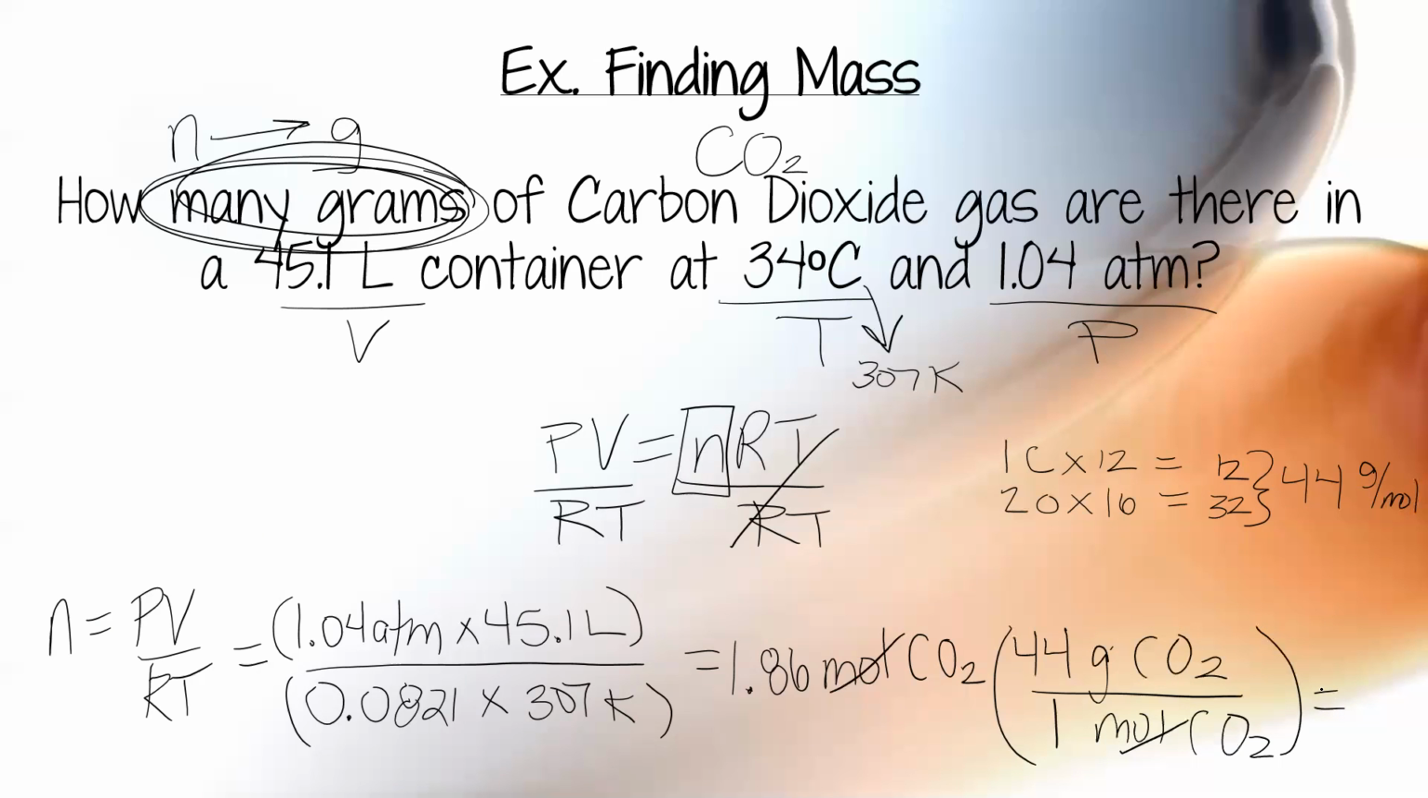Okay, so once again, I solved for moles. That number has to be accurate to get the right final answer. If it's not accurate, go back and see how you plugged this into your calculator. 1.86 moles of carbon dioxide times the molar mass of 44 grams divided by 1 gives me 81.84 grams of carbon dioxide. Okay, so that's just one way to complicate it. Instead of asking for moles, I'm asking for grams.